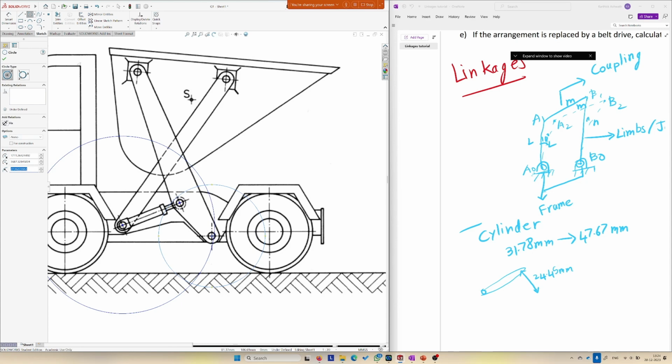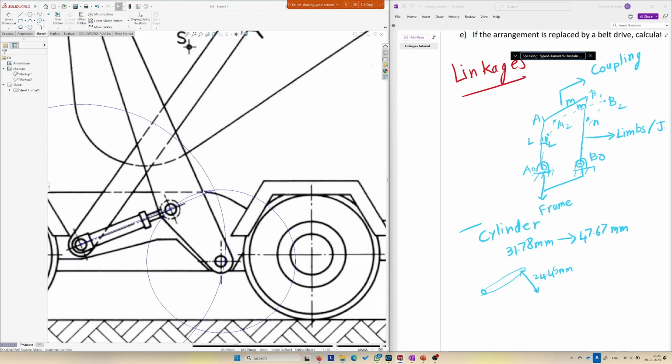So we can do that. The distance is 24.45. Right. And you see this intersection point, that is the new location of the cylinder. You see this line here, that will be the new end point of the cylinder.